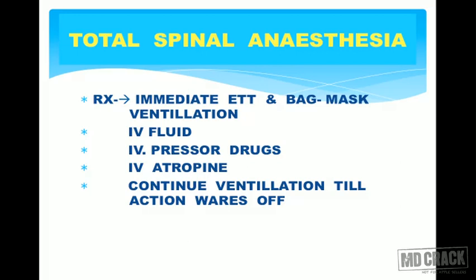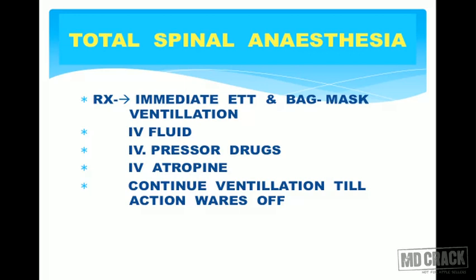It will take around 1 to 1.5 hours till the phrenic nerve paralysis wanes off. You are supposed to ventilate the patient with 100% oxygen so that the patient comes out of total spinal anesthesia. Though total spinal anesthesia is a very deadly complication, and if not treated within 2 to 3 minutes it can be death, it is very easy to treat.